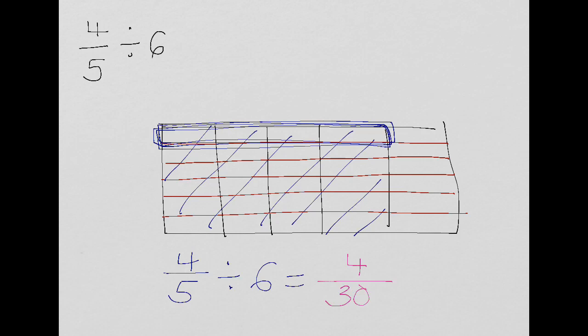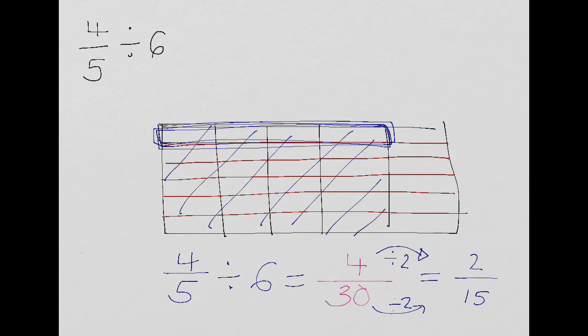Now, is that in its simplest form? Can I write an equivalent fraction with a smaller denominator? I can. Because these numbers are both even, it means I can divide both of these by 2. And my answer is 2/15. So 4/30 is equal to 2/15. And that's my answer. So you're now dividing. You're taking a fraction and you're dividing by a whole number.